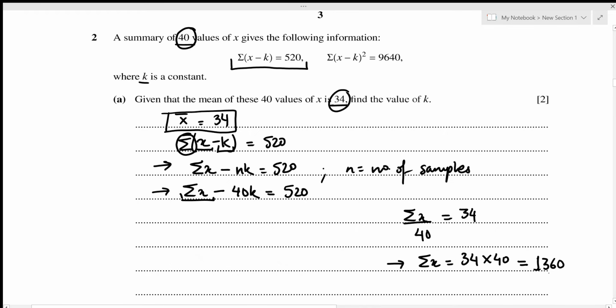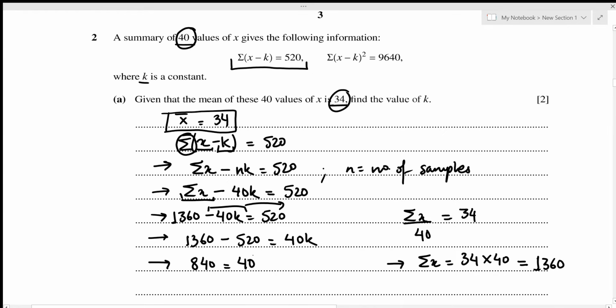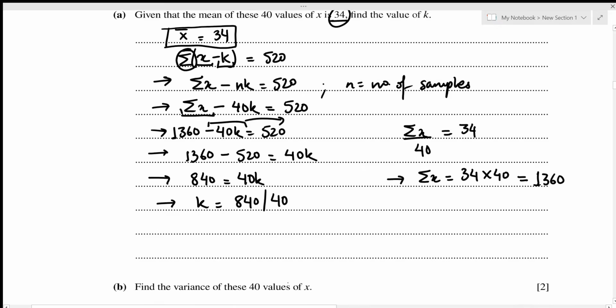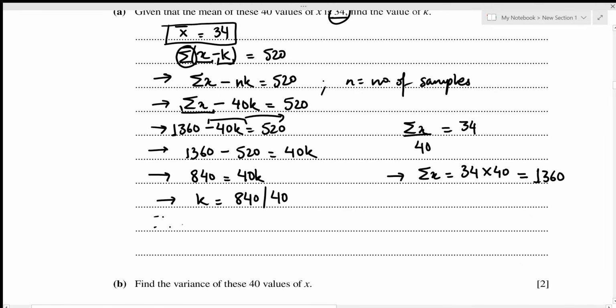So we're just going to substitute this value of summation x. That's 1360 minus 40k equals to 520. So I'm going to bring this negative 40k over to the other side. So that's going to be 1360 minus 520 is equal to 40k. So this is going to be 840 equals to 40k. Now k will be equal to 840 divided by 40, which gives the final value of k at 21.